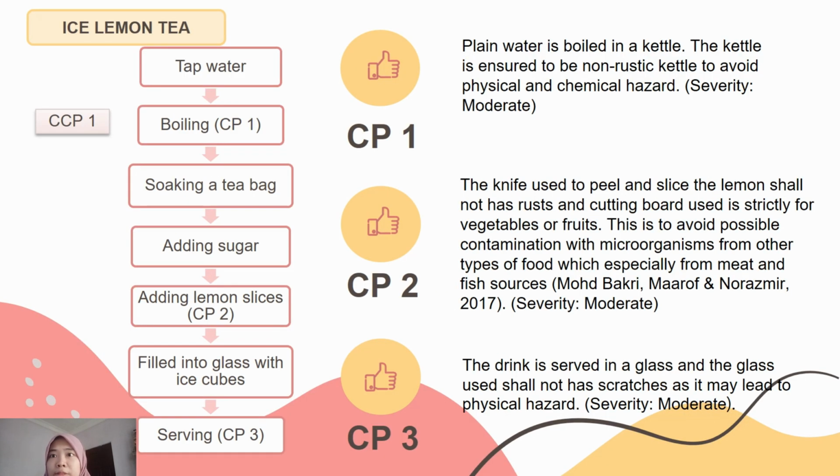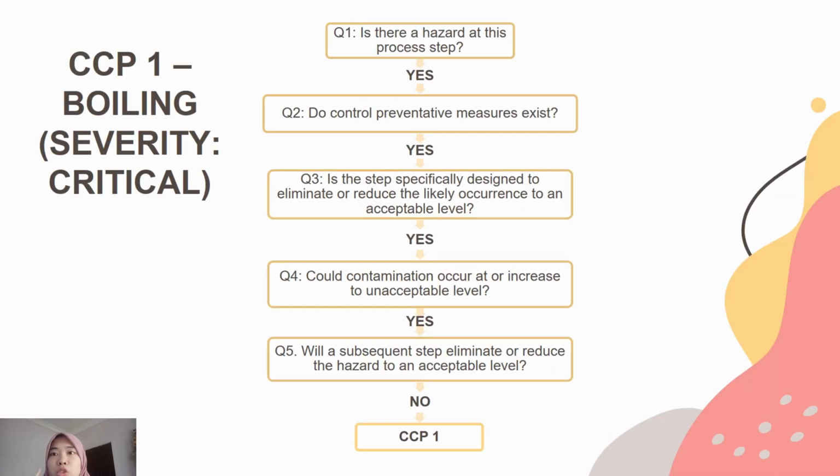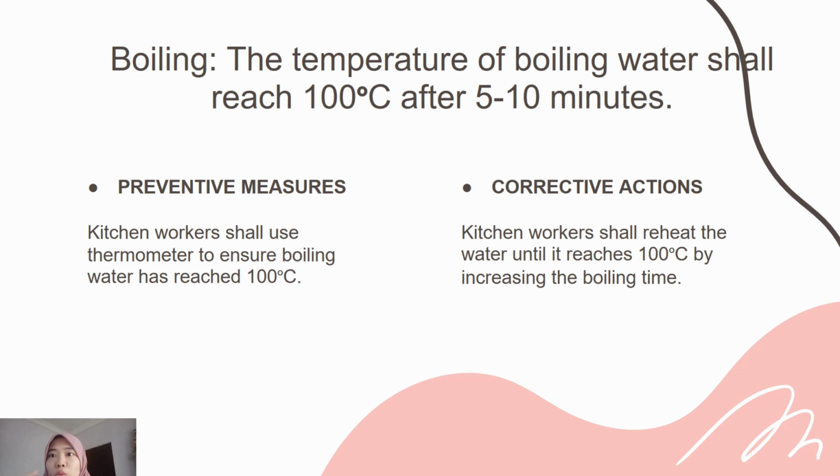The drink in the dinner menu is ice lemon tea. There is only 1 CCP in the ice lemon tea preparation. The CCP is at the boiling stage. In the boiling stage, the water shall be boiled until it reaches 100 degrees Celsius. The kitchen workers can ensure the boiling water reaches the temperature by using a thermometer. If the temperature of the water is not met, the kitchen workers can increase the boiling time or increase the temperature of the heat source until the water reaches 100 degrees Celsius.